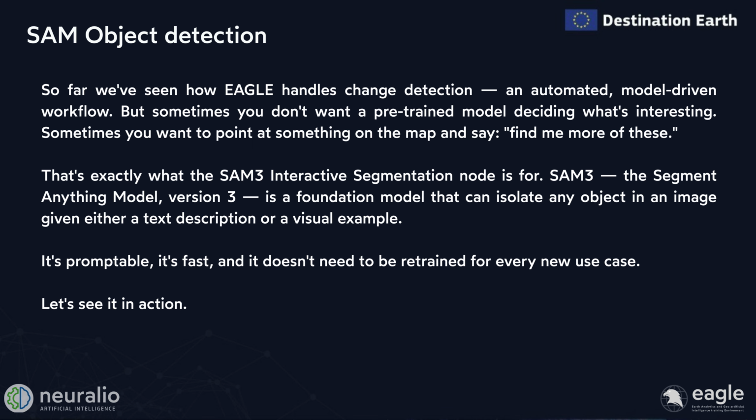SAM3, the Segment Anything model, version 3, is a foundation model that can isolate any object in an image given either a text description or a visual example. It's promptable, it's fast, and it doesn't need to be retrained for every new use case. Let's see it in action.